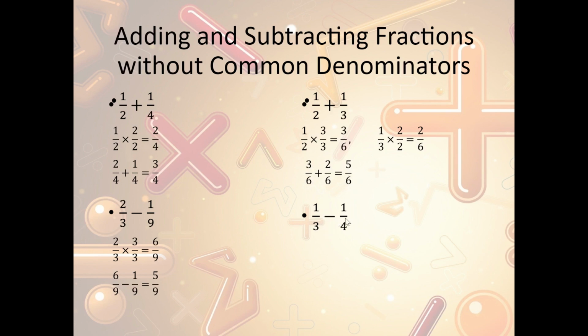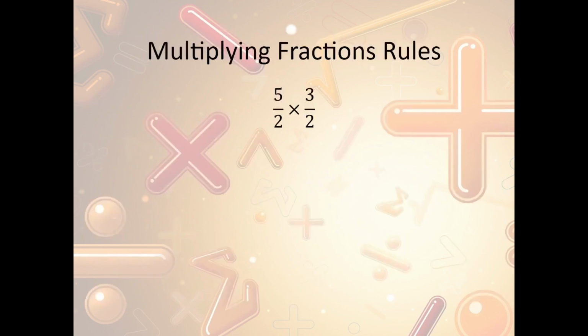Now 1 over 3 minus 1 over 4. Again, I can't multiply 3 times anything to get 4. So I'm going to have to multiply this one top and bottom by 4, and this one top and bottom by 3. So 1/3 times 4 over 4 is 4 over 12. And 1 over 4 times 3 over 3 is 3 over 12. Notice now my denominators match. So now I can just subtract the numerators. So 4 minus 3 is 1, and I leave the denominator as is.